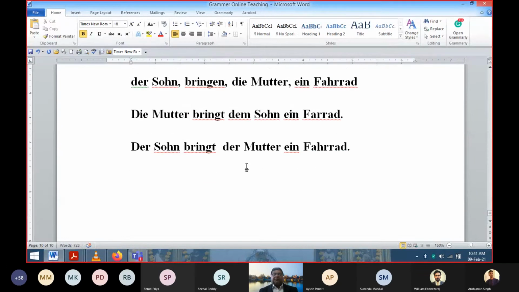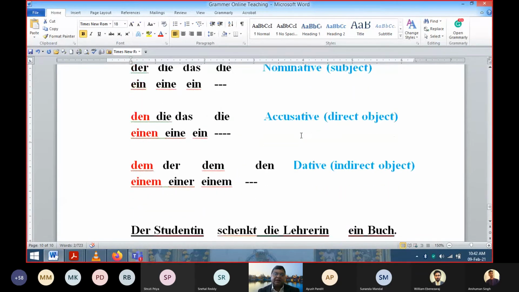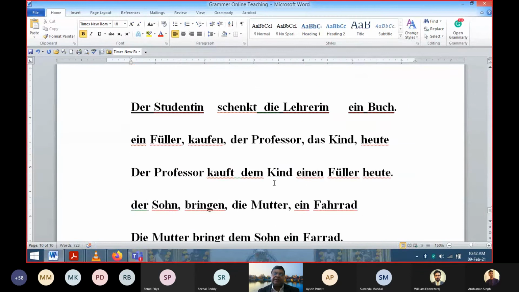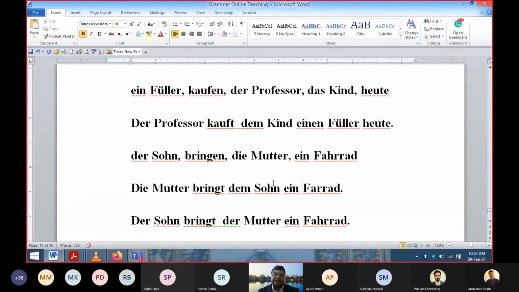Okay. So I have made two sentences. In the first one, the mother brings a bicycle to the son. In the second one, the son brings a bicycle to mother. And both the sentences are grammatically correct and also meaningful. So this is the way we are making sentences. Now, some of you may mention einem Fahrrad. Why einem Fahrrad? Perhaps the confusion was that einem is dative, that is indirect object, and you are not making the Fahrrad an indirect object, but a direct object. This is accusative. So einem is not correct.